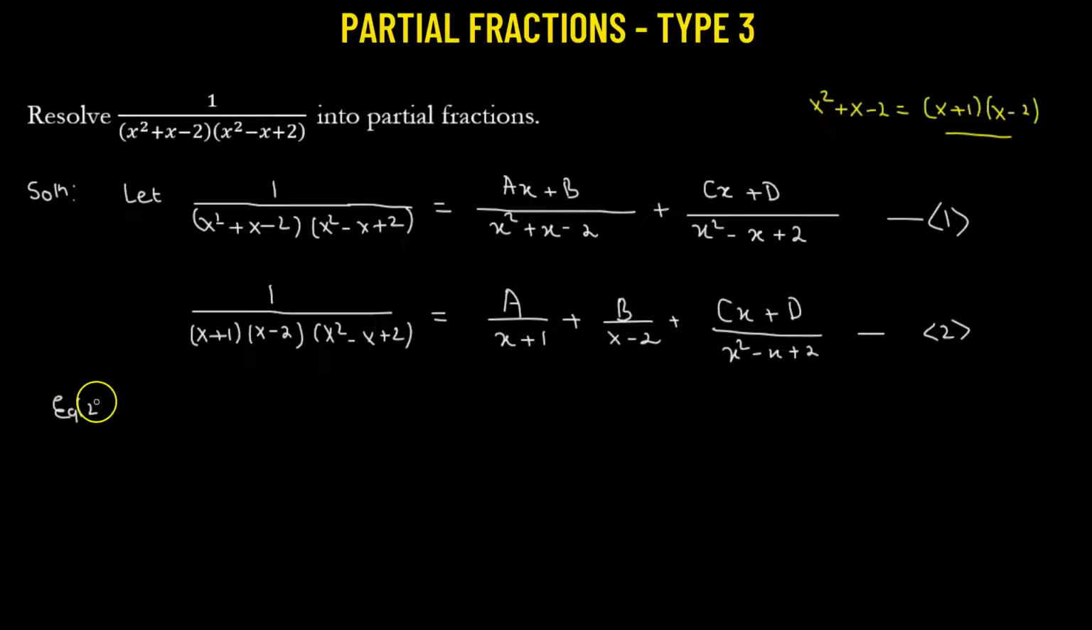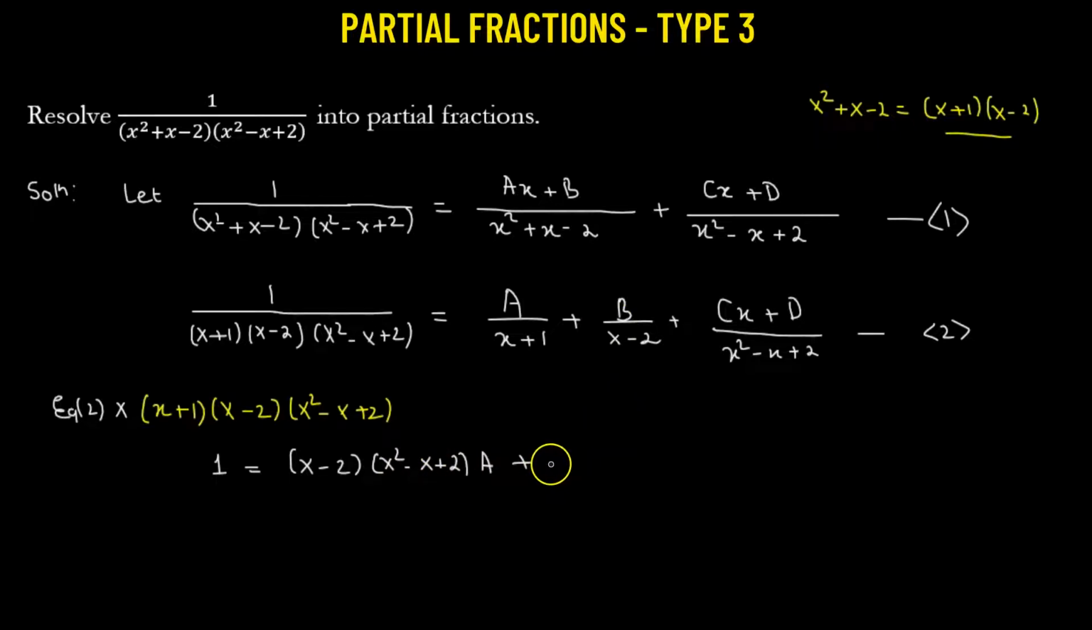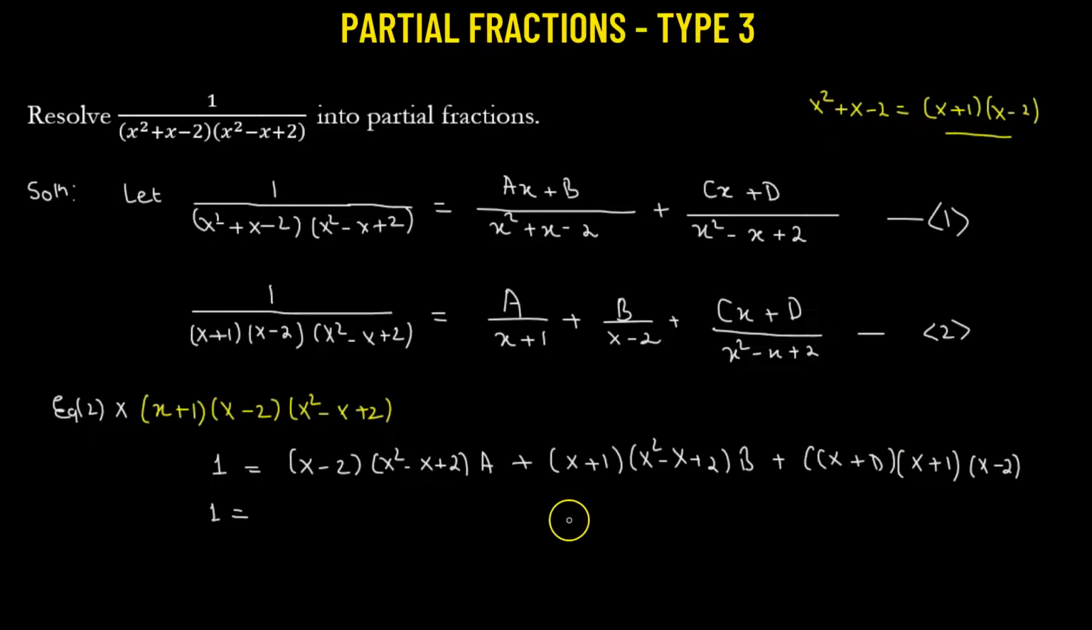So we'll take equation number 2 and multiply both sides of the equation with the denominator on the left hand side, that is x plus 1 times x minus 2 multiplied to x squared minus x plus 2, such that we immediately get the value 1 on the left hand side. On the right hand side, we have x minus 2 multiplied to x squared minus x plus 2 times a. The second partial fraction after cancellation will become x plus 1 multiplied to x squared minus x plus 2 times b. And then we have cx plus d, which gets multiplied to x plus 1 times x minus 2. We'll expand the right hand side and combine all the like terms.